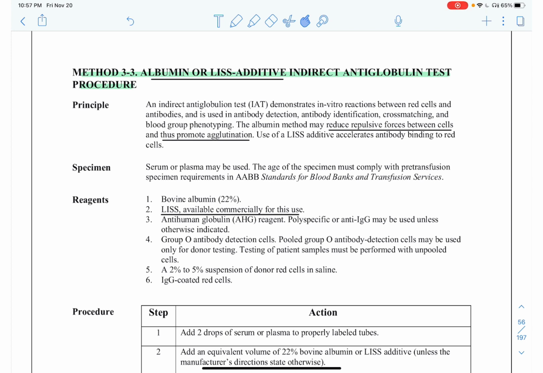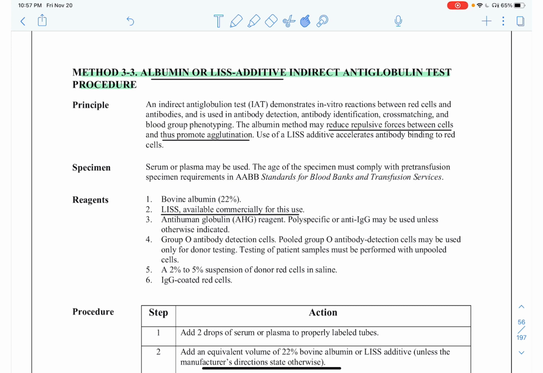cells and antibodies. It's used in antibody detection, antibody identification, cross-matching, and blood group phenotyping. The albumin method may reduce repulsive forces between cells and thus promote agglutination. Use of a Liss additive accelerates antibody binding to red cells.